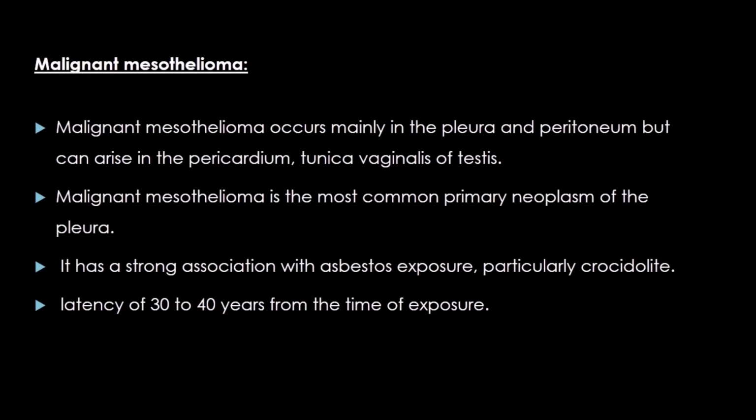This manifestation is malignant mesothelioma. Malignant mesothelioma occurs mainly in the pleura and peritoneum but can arise in the pericardium and tunica vaginalis of the testis. Malignant mesothelioma is the most common primary neoplasm of the pleura. It has a strong association with asbestos exposure, particularly crocidolite. It has a latency of 30 to 40 years from the time of exposure.